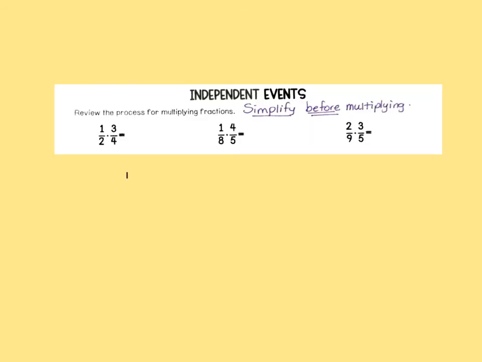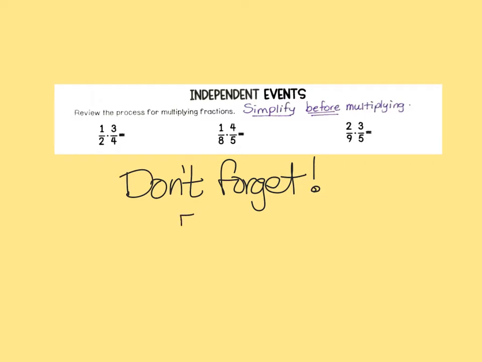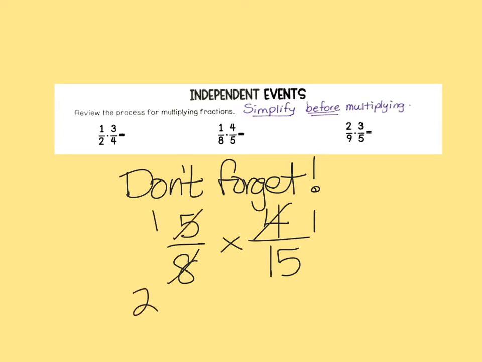Let's not forget that because we're going to be multiplying fractions, we don't want to forget how we do multiplication of fractions. So you need to simplify first. So if you have 5/8 and you want to multiply it by another fraction, 4/15, you can simplify the 4 and the 8 and the 5 and the 15 and then just multiply across.